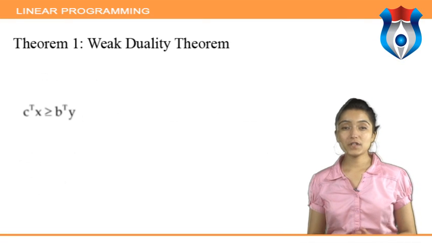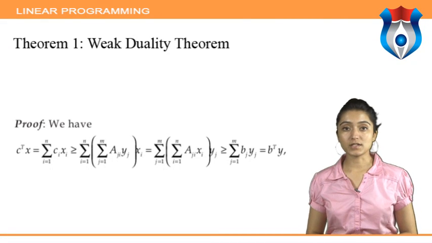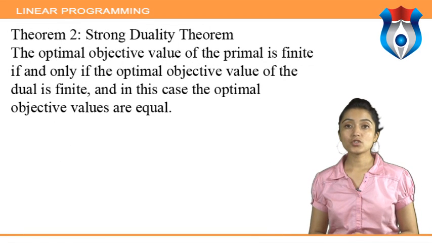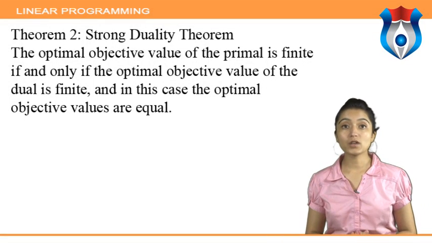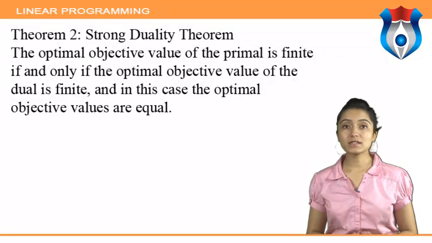Theorem 1, the weak duality theorem: if X and Y are feasible solutions to the primal and dual respectively, then see your screen. The proof of the theorem is shown on your screen, where the two inequalities hold by feasibility of X and Y. Theorem 2, the strong duality theorem: the optimal objective value of the primal is finite if and only if the optimal objective value of the dual is finite, and in this case the optimal objective values are equal.